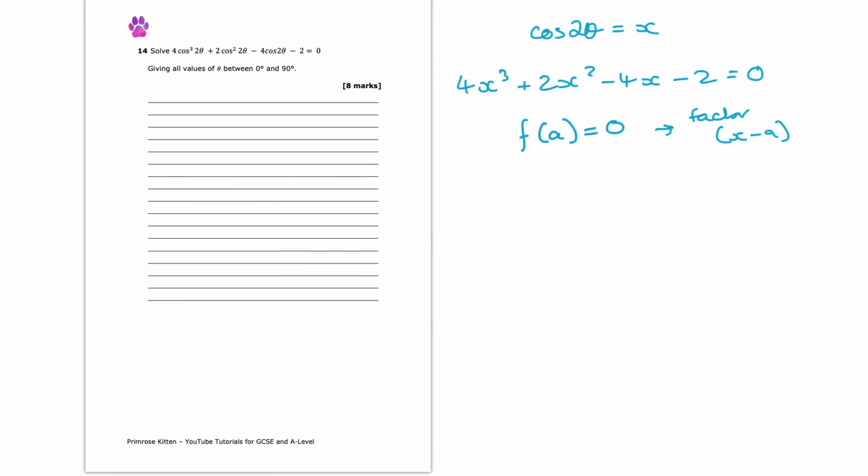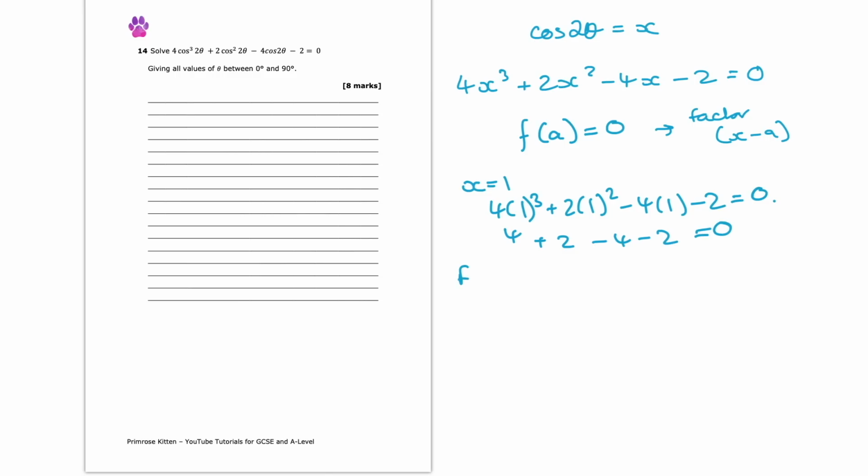All right, so let's pull out some numbers, see what we can substitute here to see if we can find a factor. So let's substitute in x equals 1, all right? If we did that, we would get 4(1) cubed plus 2(1) squared minus 4(1) minus 2. Okay, so that's 4 plus 2 minus 4 minus 2, which does indeed equal 0. So what that tells us then is that a factor of this is x minus 1.